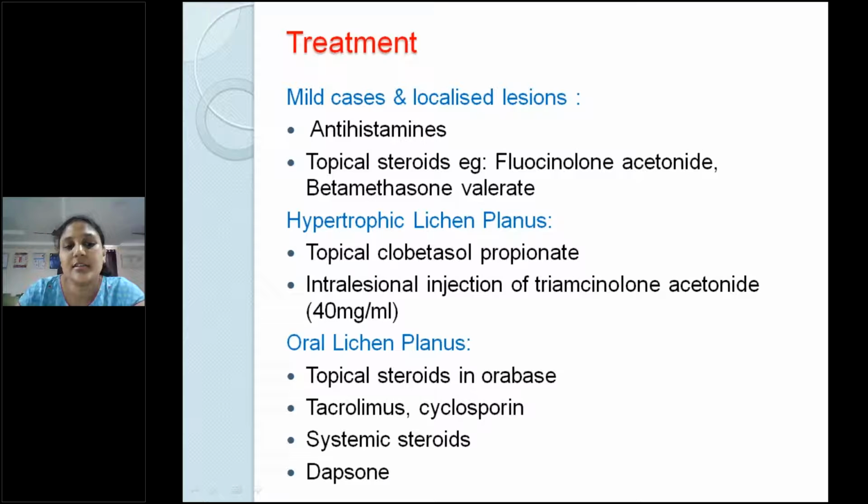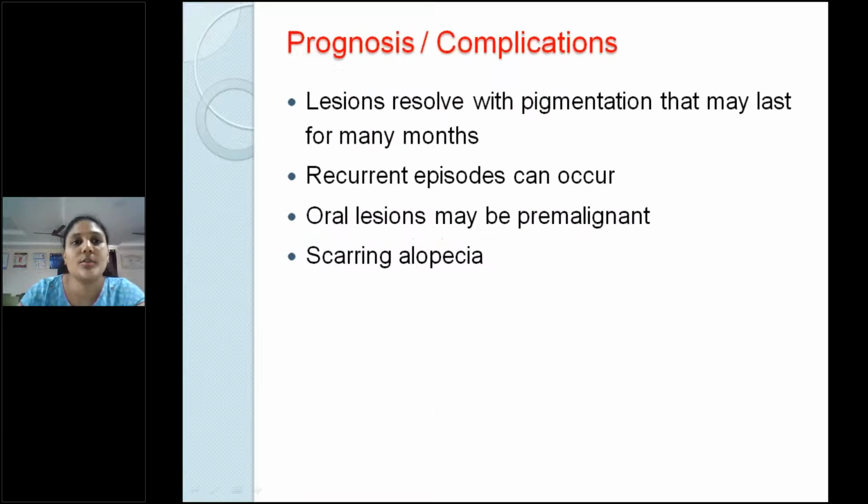And next is oral lichen planus. How are we going to treat this? You can give topical steroids. Triamcinolone acetonide is present in Orabase form for the oral lesions. No other drug is present like that, it's only triamcinolone. You can also give topical tacrolimus or cyclosporine. Or, just like other forms of the treatment, we can give systemic steroids or dapsone, like I told you, a cheaper and good alternative.